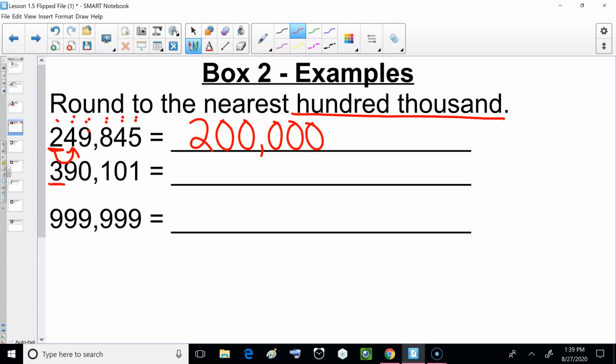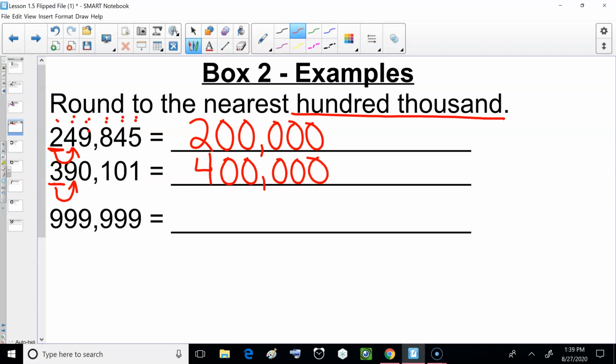So we're going to take the 3. We're going to look at the 9 in the 10,000 place value because we're rounding to the nearest 100,000. 9 causes me to go 5 or higher, which causes me to round the 3 up to the next number, which would be a 4. And I have still those same 5 place values that all need to be turned into zeros.